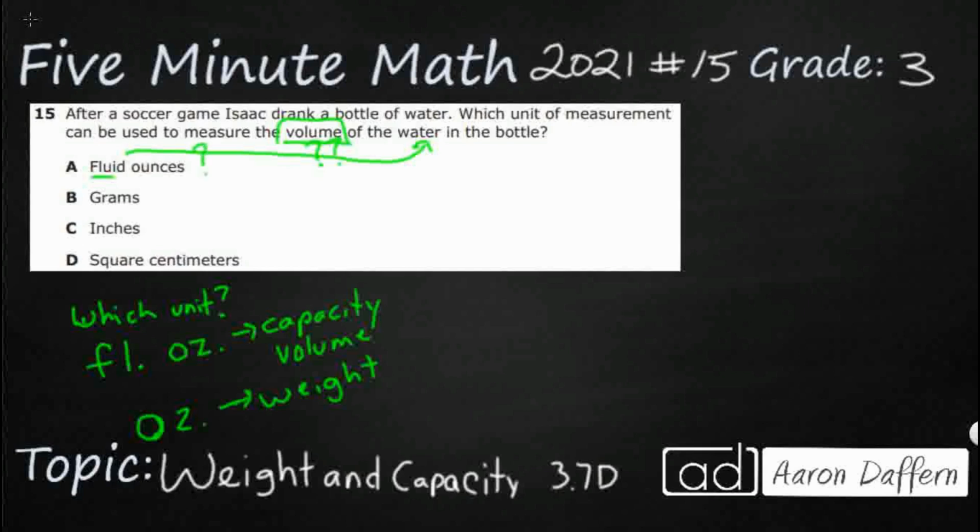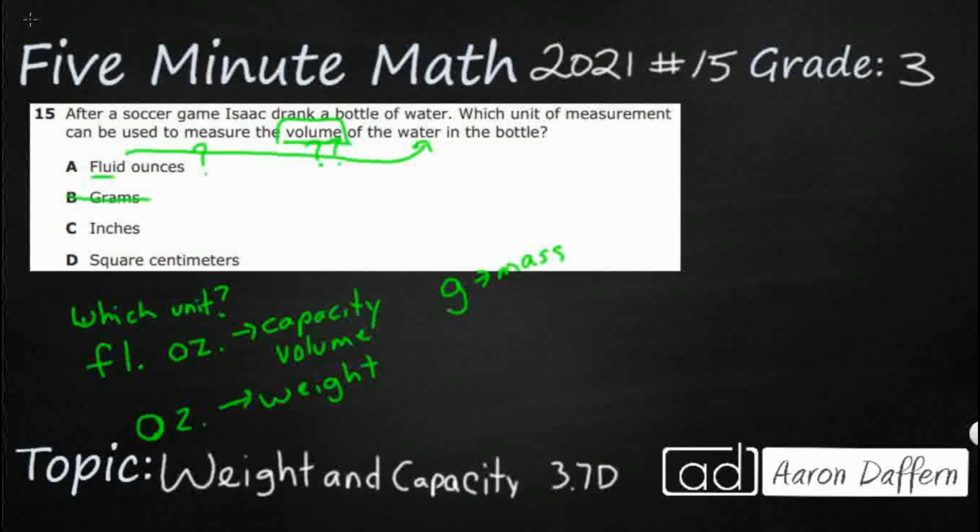Let's see what grams. So grams are just abbreviated G, right? And grams measure mass. Now, mass is like weight, but it's not weight. Weight is the effect of gravity on an object, whereas mass is the amount of stuff inside something. And mass stays the same on Earth and in space, whereas weight changes if you're on Earth or if you're on the moon or in space. So we could measure the mass of the water bottle, but not the volume of the water in the bottle. So it's not going to be this one.